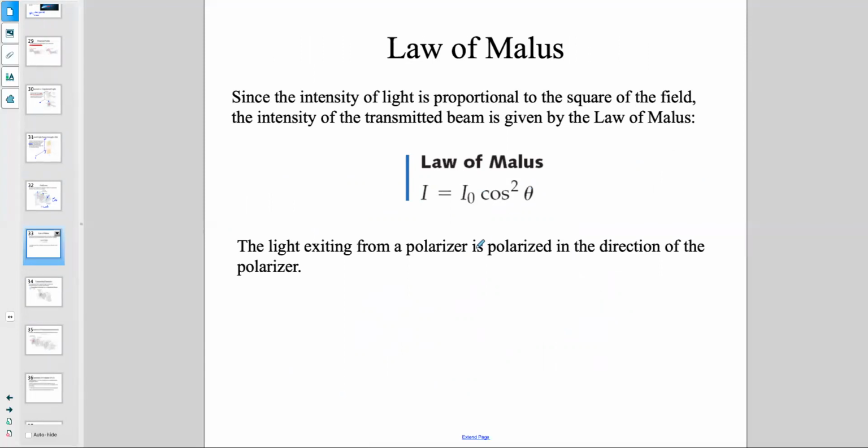The light exiting from a polarizer is polarized in the direction of the polarizer. In other words, as I said, this polarizer is acting for me like a filter. So it will polarize my light in the direction that I want and the direction that I'm setting my polarizer to.